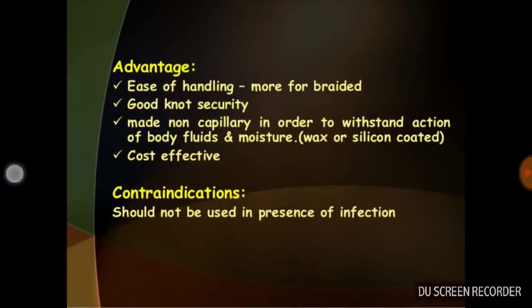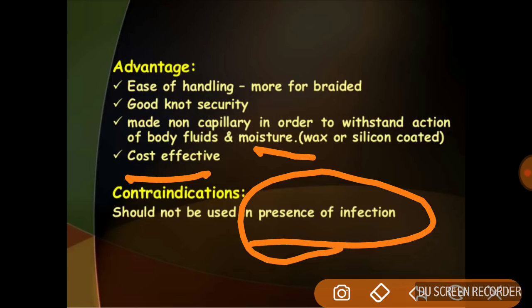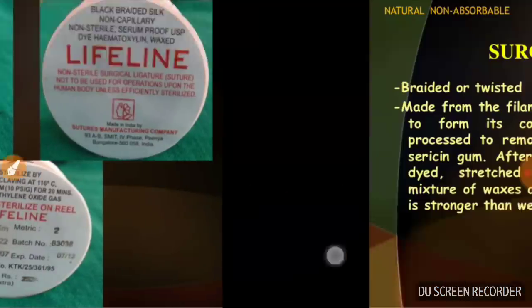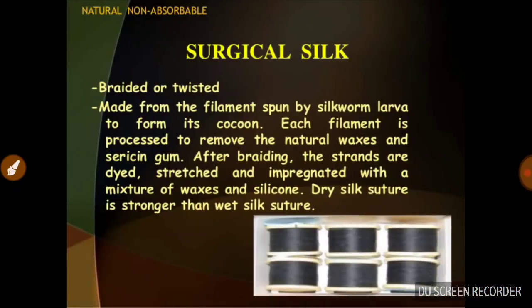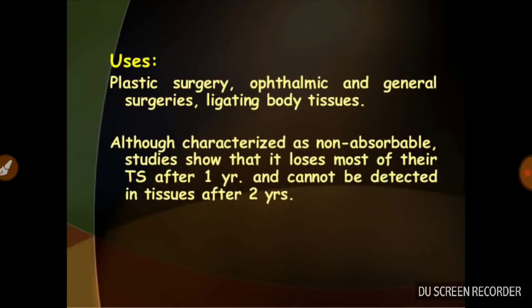Okay, so what is the advantage of silk? These are easy to handle, more so braided, good knot security, made non-capillary in order to withstand the action of body fluid and moisture, cost effective, cheap, not very expensive, and in infection you cannot use them. Okay, because these are natural and non-absorbable. So natural will cause more tissue reaction.